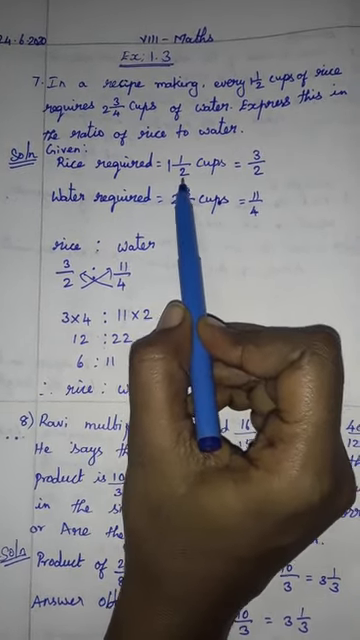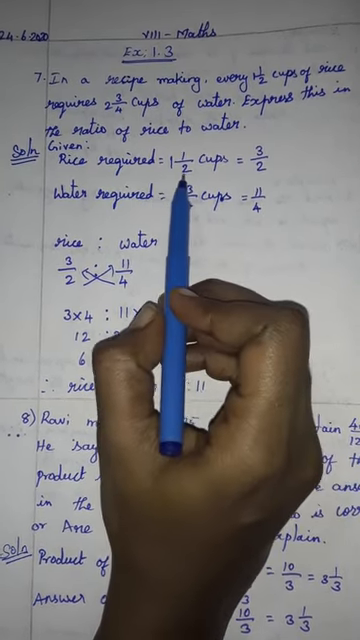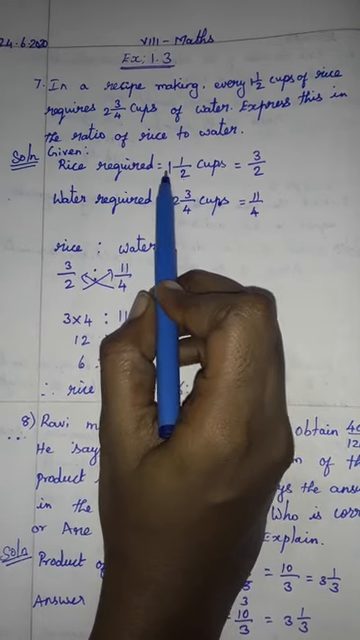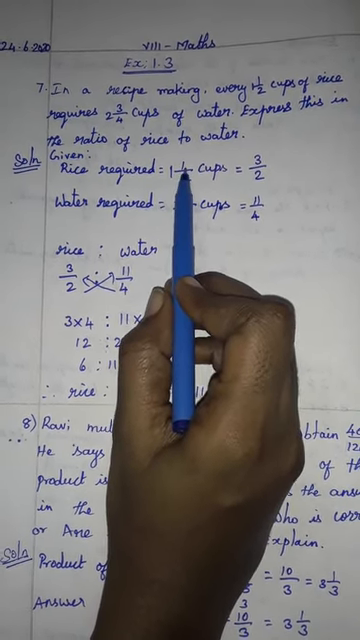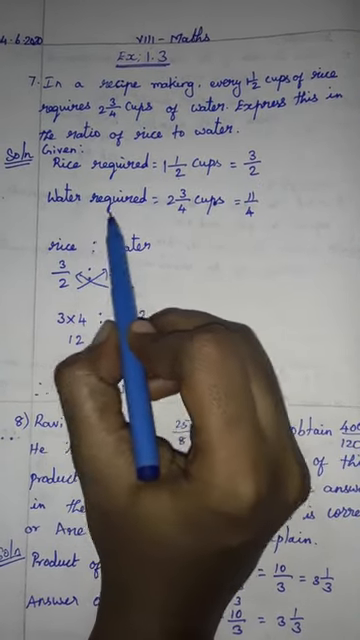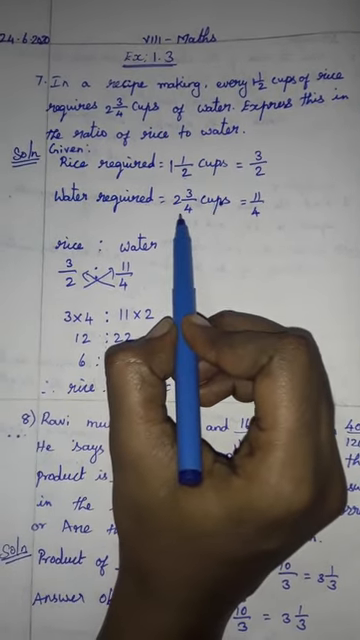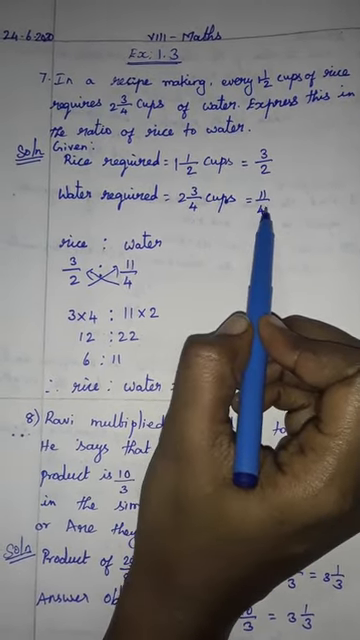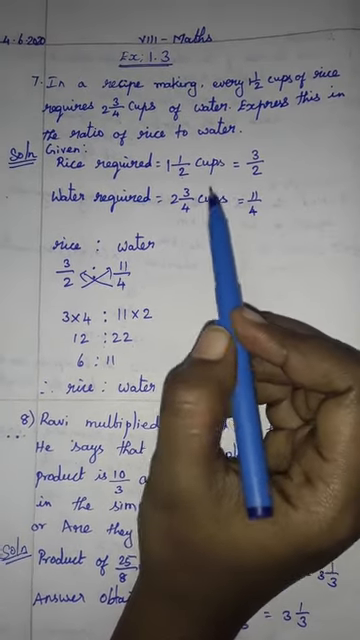It is in the mixed fraction. You have to convert it into improper. For that, you have to multiply the denominator and the whole number. With that product, you have to add the numerator. We get the answer as 3 by 2. Similarly, water required equal to 2 3 by 4 cups. It is also in the mixed fraction. You have to convert it into improper fraction. We get it as 11 by 4.